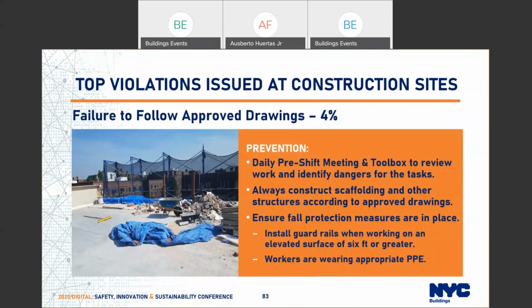Preventative measures that could have been implemented are conducting a pre-shift meeting and toolbox talk, always construct scaffolding and other structures according to the approved drawings, ensure the approved plans are on site. If they are not on site, the plans cannot be followed. For this case study in particular, additional fall protection measures should have been in place. Install guardrails when working on elevated surfaces of 6 feet or greater. Workers should wear appropriate PPE.